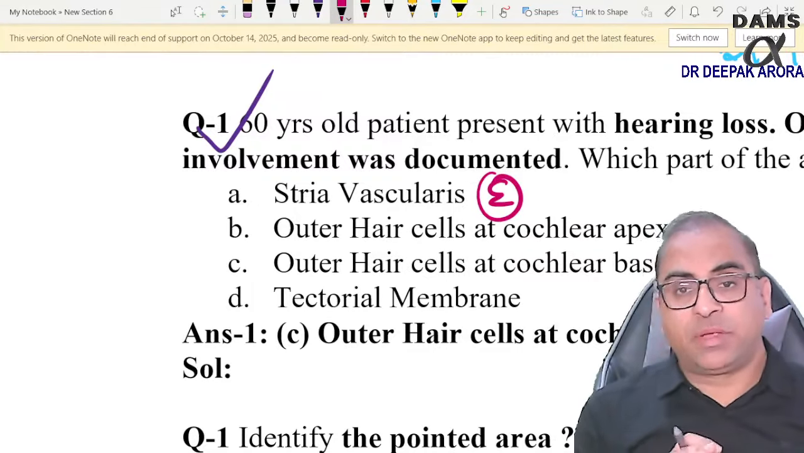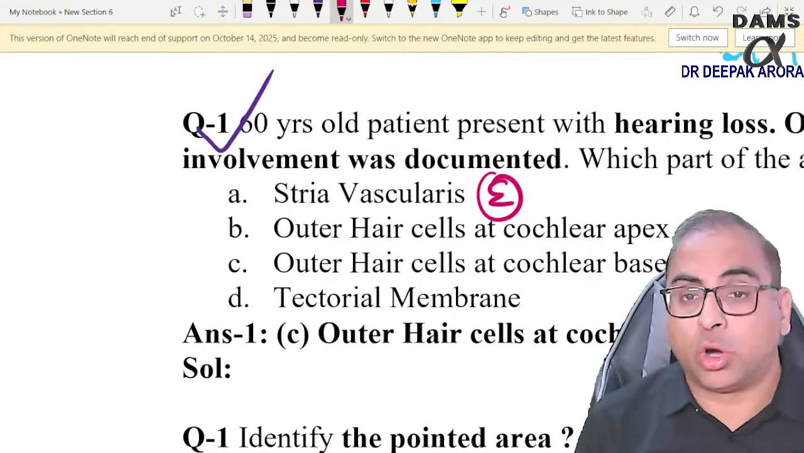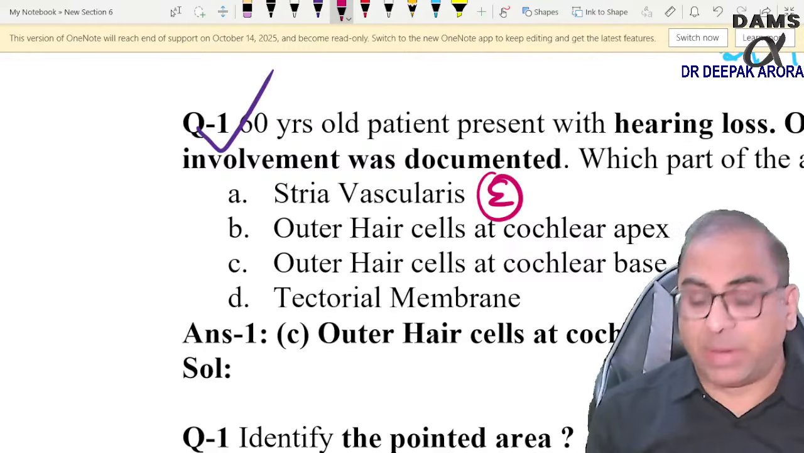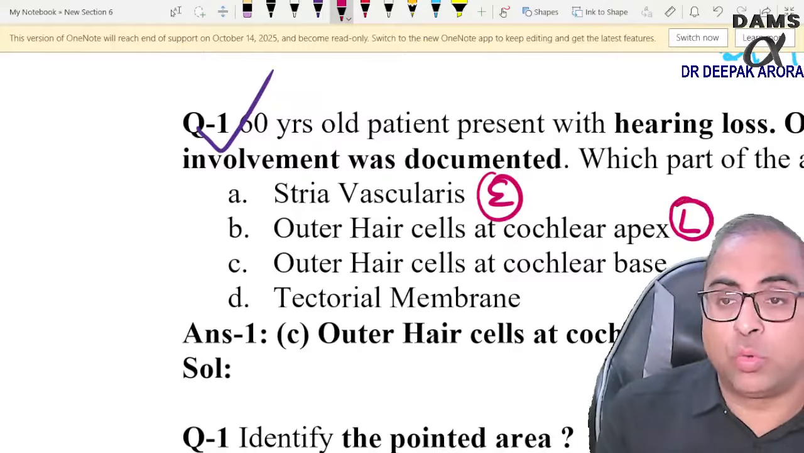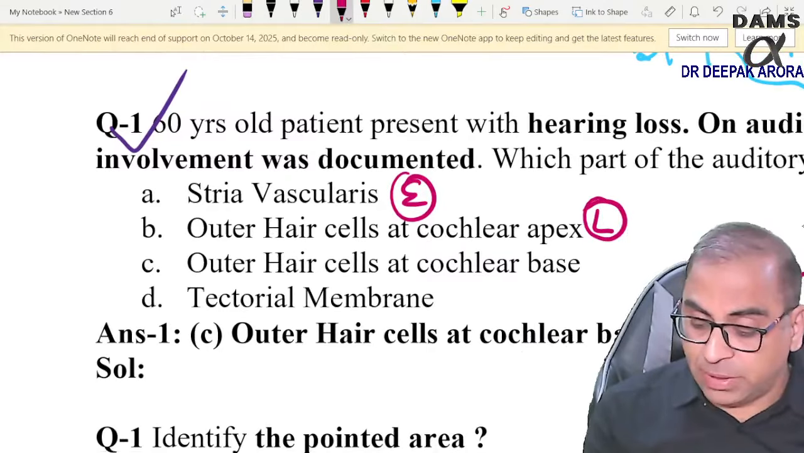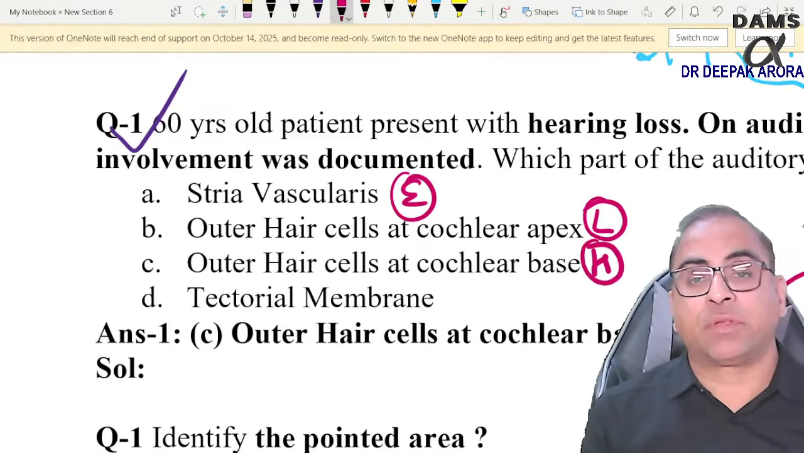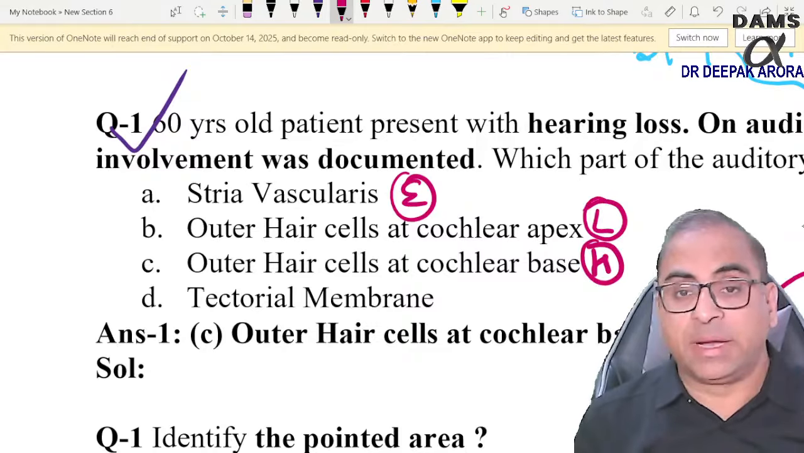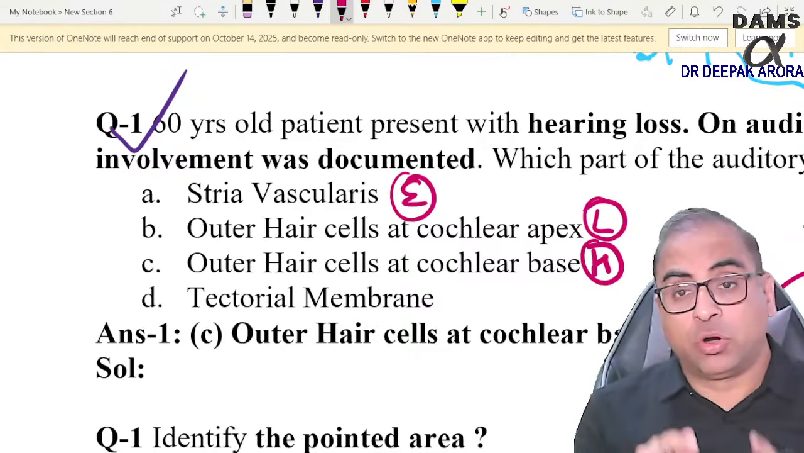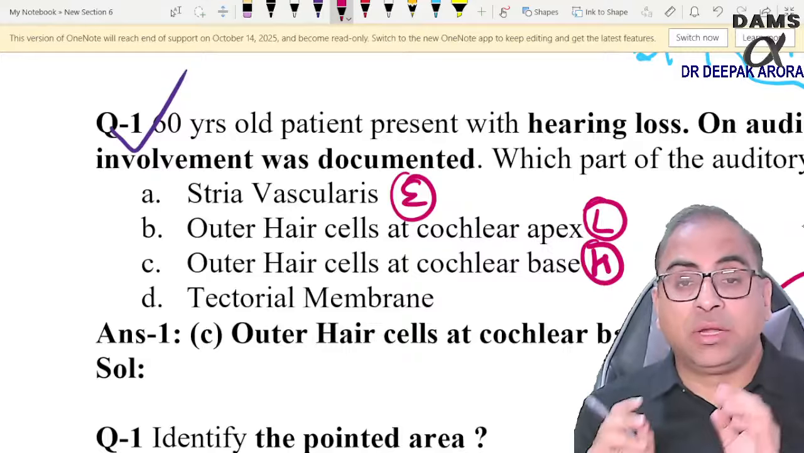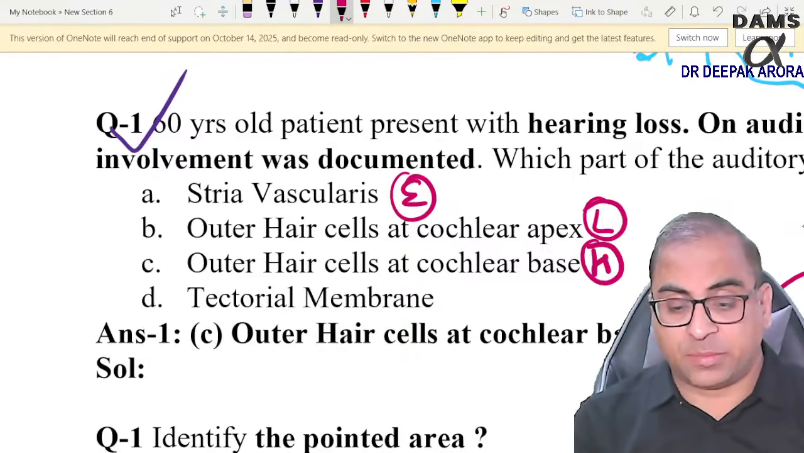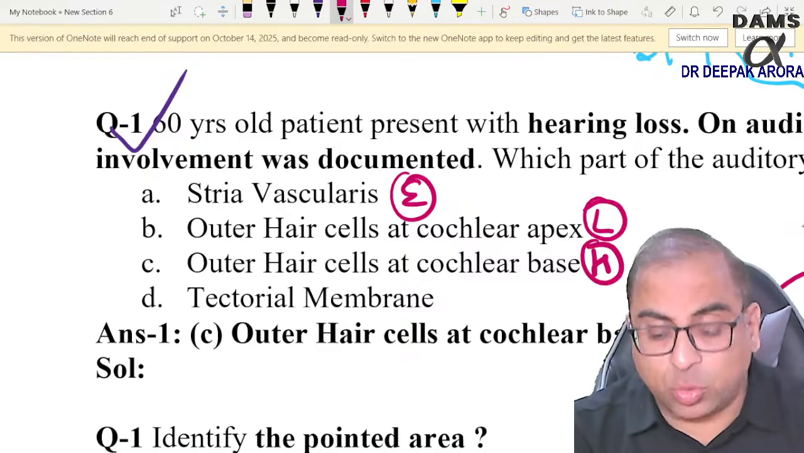So beta, try your best to do a dissection of all the options. The outer hair cell at the apex is responsible for low frequency. At the cochlear base, it is your high frequency. Very important. And the tectorial membrane is a gelatinous mass of the organ of Corti. In the organ of Corti, there is a gelatinous mass which is known as the tectorial membrane.